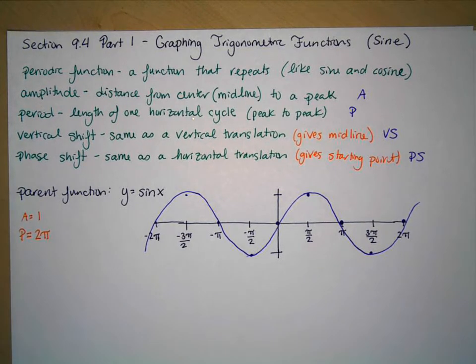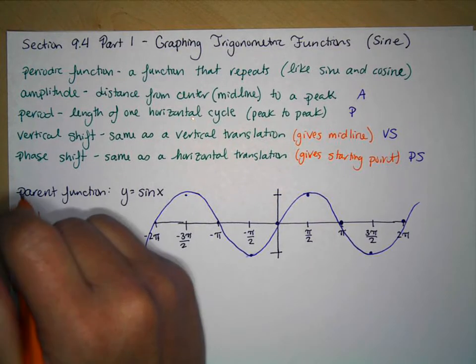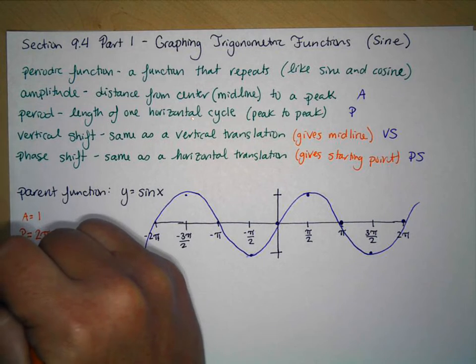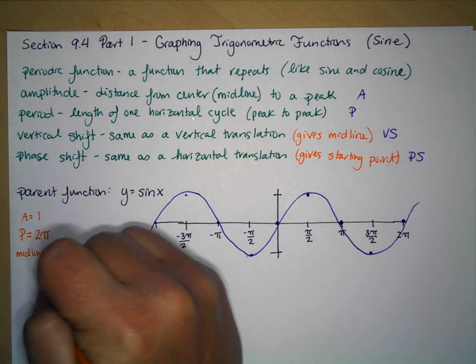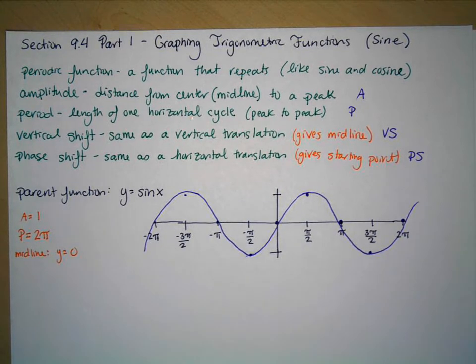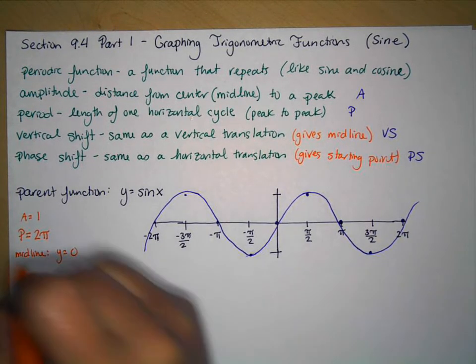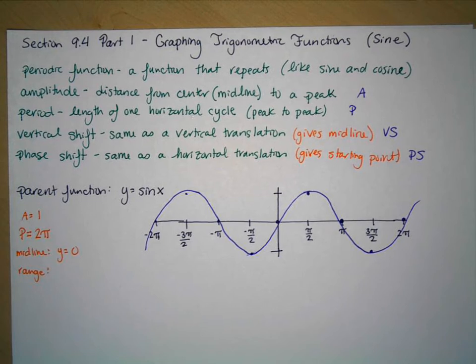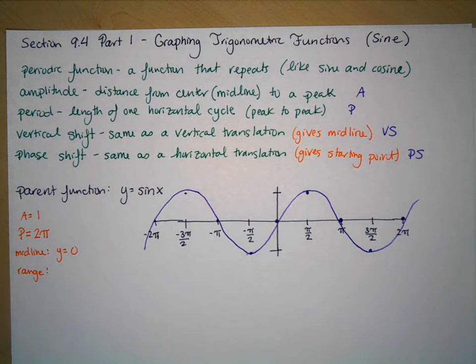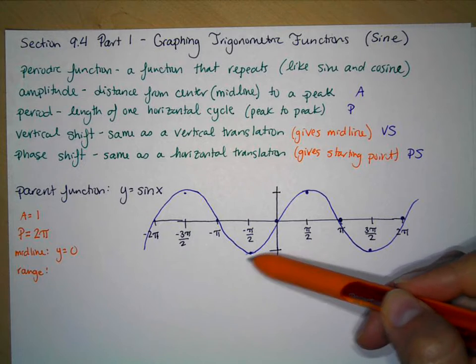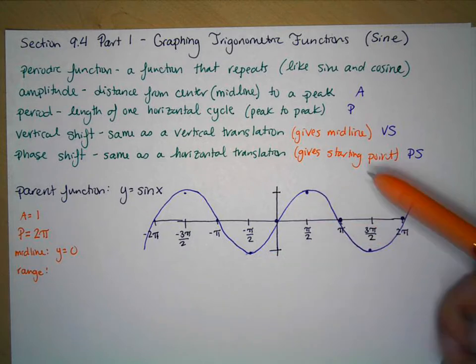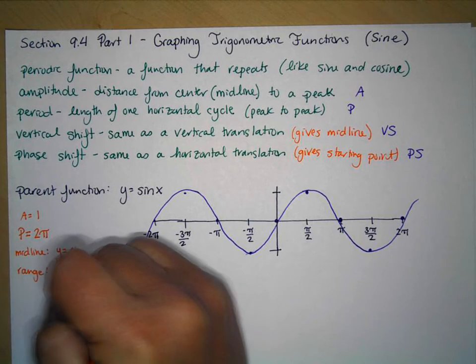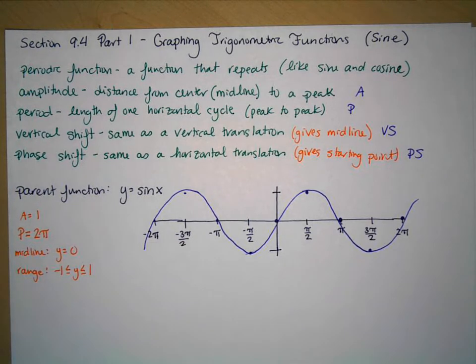And on this particular one, we do not have any shifts. So our midline is the x-axis, or the line y equals 0. And just for a little bit of review, our range, the y-coordinates that are included on this graph, are all in between -1 and +1. So this is always true about our parent function.